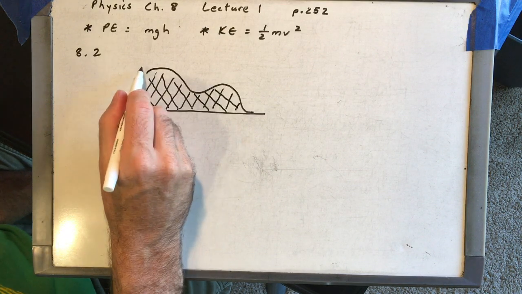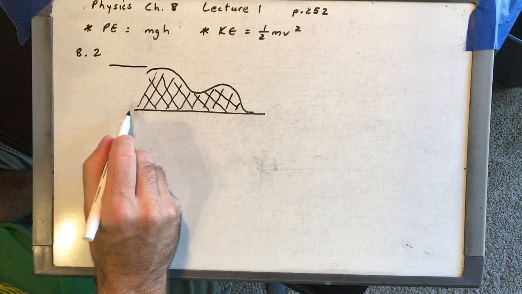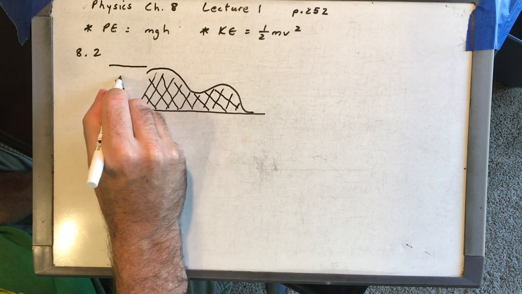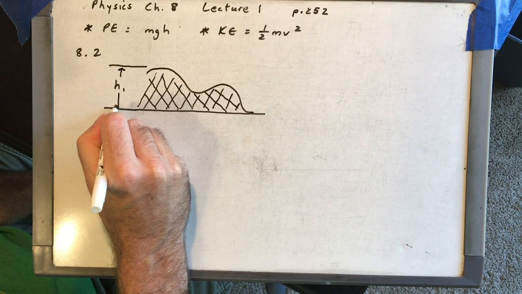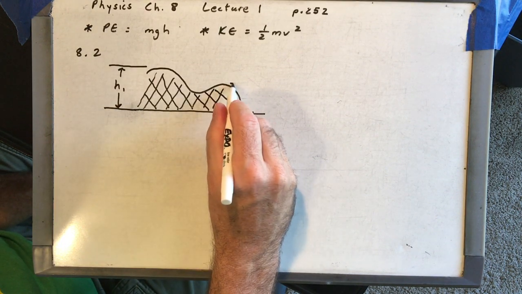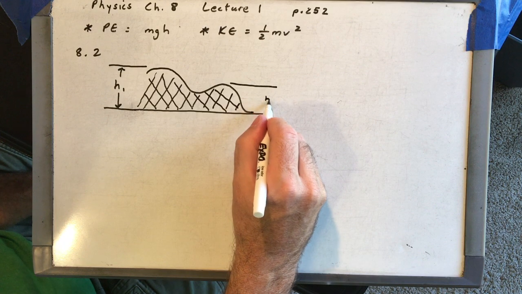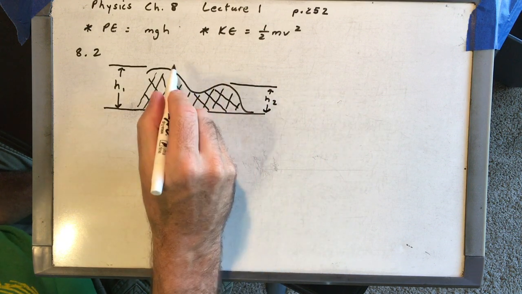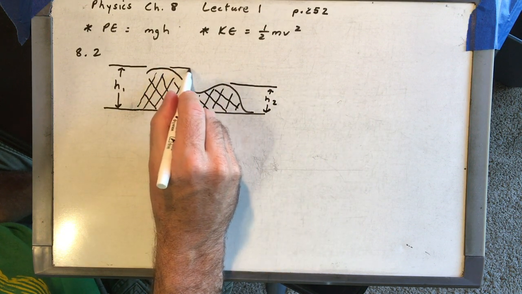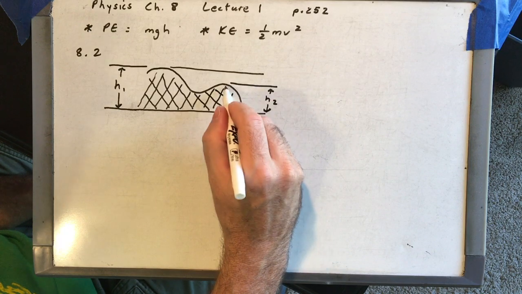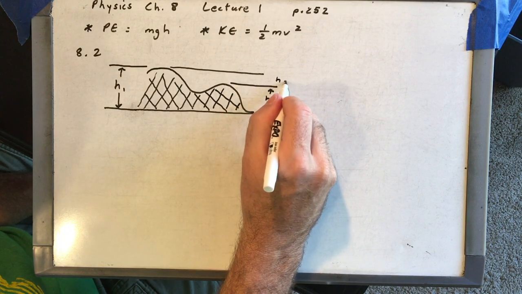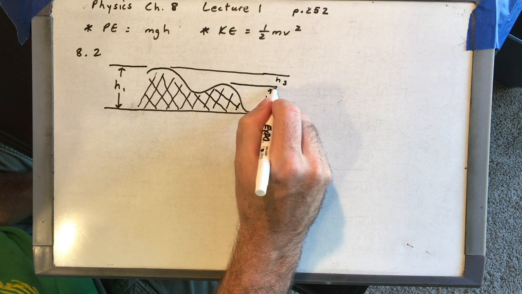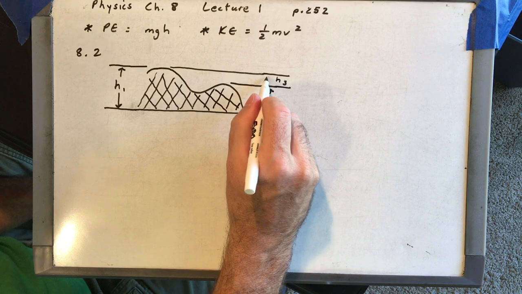The height from the top hill relative to the ground, let's call that H1. And then the height at the top of the second hill to the ground, let's call that H2. And then the distance between the top hill and the top of the second hill, let's call that H3. It's smashed in there a little bit, but that's H3.